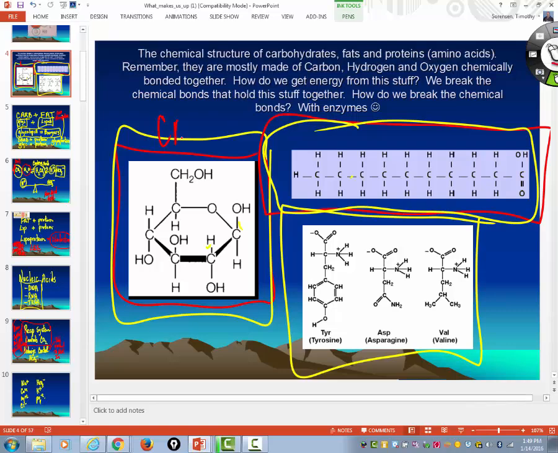You've got your carbs, your fat, and your amino acids, right? And the amino acids we talked about, if you chemically bond those together in a specific order, you can form proteins. And the proteins really are the important guys. They're the structural and functional proteins. The functional proteins are your enzymes and hormones.